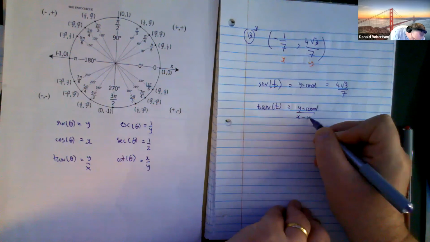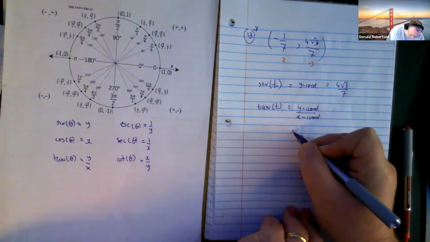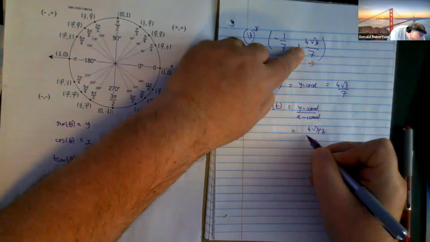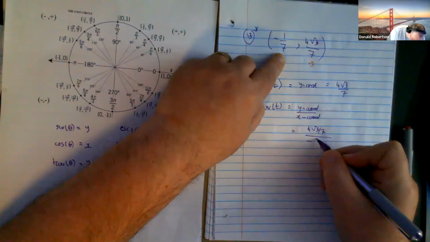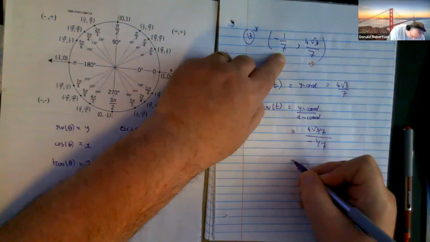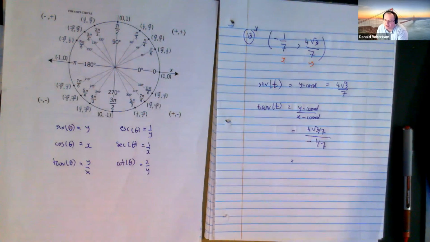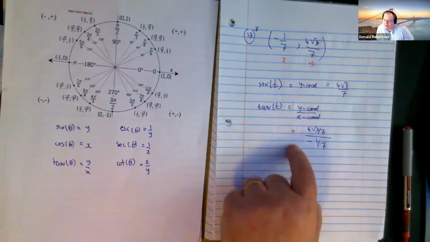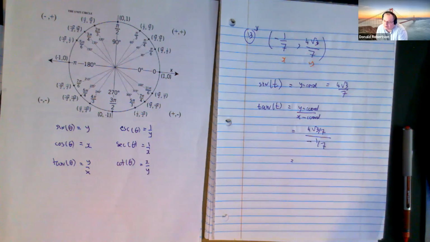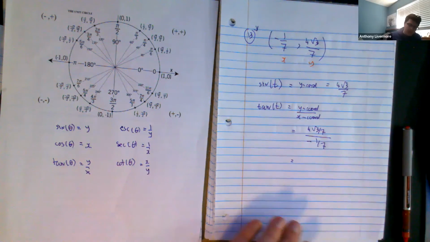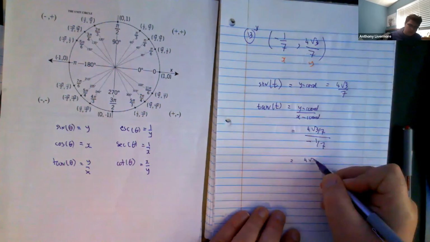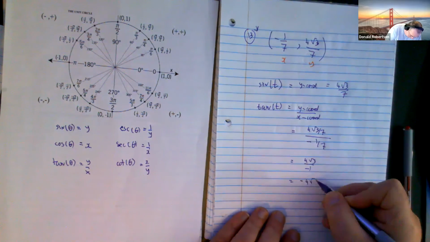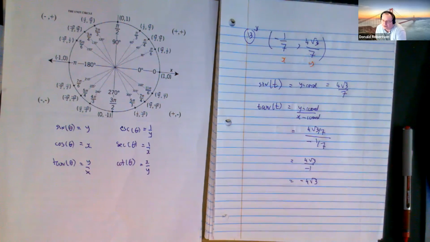Now, if you want the tangent, it's going to be the Y coordinate divided by the X coordinate. That's not going to be pretty. It's going to be 4√3/7, that's the Y coordinate, over -1/7. But can't we use our little shortcut trick? What will that simplify down to? 4√3/-1. Agreed? And in this case, won't that simply just become -4√3? Do you see how easy it is if you use the shortcut?